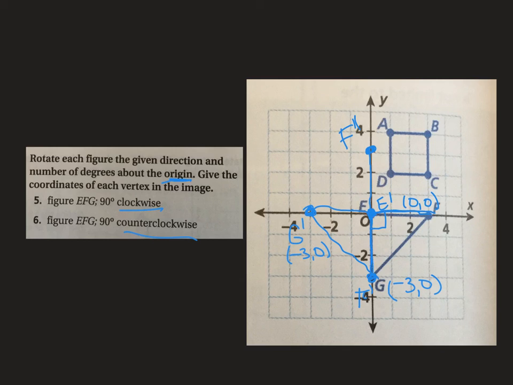And so then G is going to rotate counterclockwise and be over here where F was. Right? 1, 2, 3. Yep. 1, 2, 3. This is going to be G double prime. Okay, so then if I connect the dots, I will put in the ordered pairs. And there we have it. Rotating, reflecting, and translating figures on a coordinate plane.